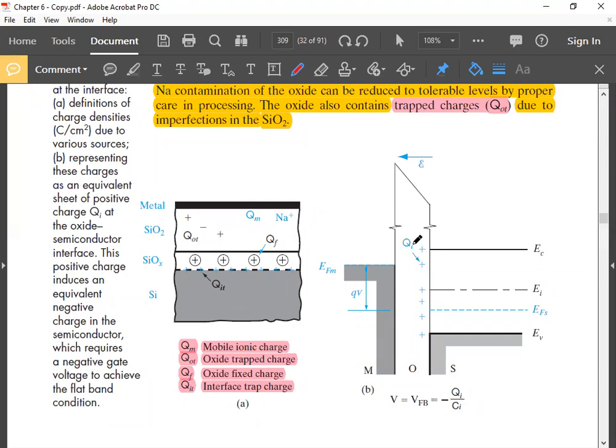Because of that voltage, there will be some band bending here. And in order to nullify that, remember you have to make the bands flat. In order to nullify that, you have to apply an opposite voltage here. That means negative here, positive here, negative voltage of the metal, which is in magnitude equal to QI by CI. Understood?